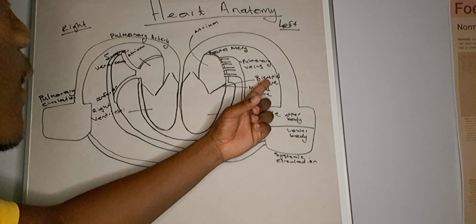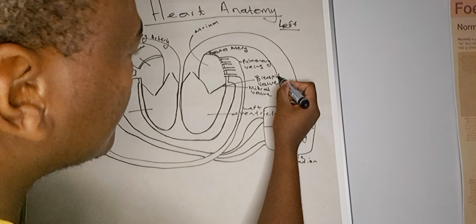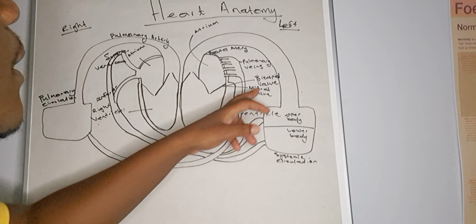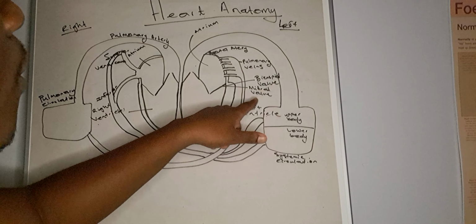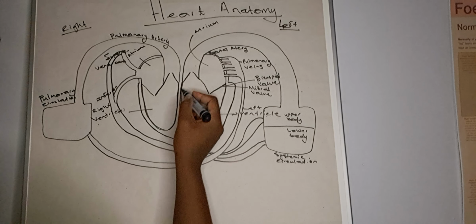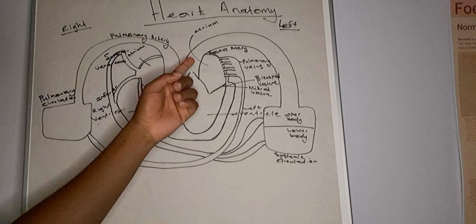Atrioventricular valve, we call it the bicuspid valve. This at the end is your D. Bicuspid valve or mitral valve. Another one is this one. Now, what is this one?